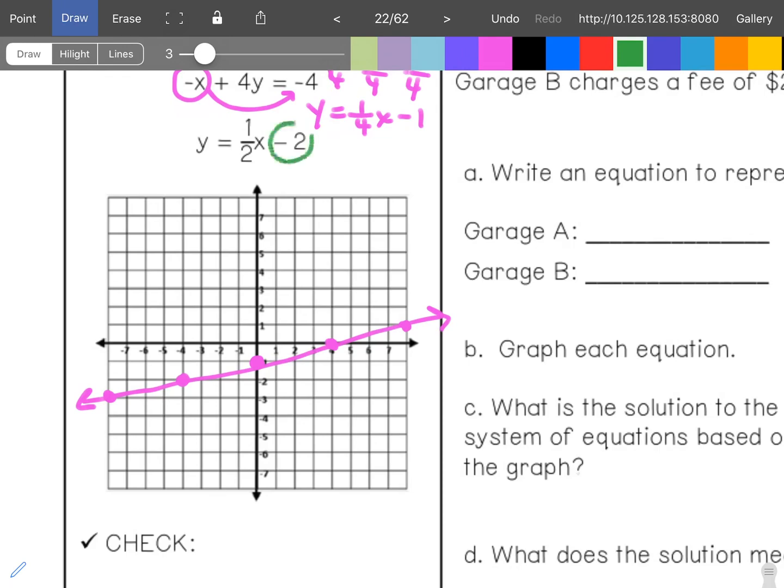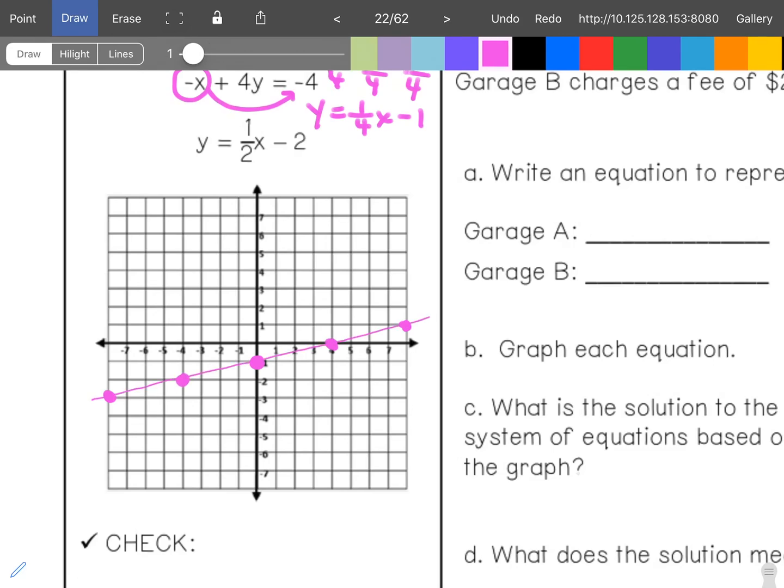Okay, the next equation, it's already solved for y, so we can just start graphing. It starts at negative 2, and then it goes up 1, right 2. Up 1. My line's a little bit bad there, and I think that's going to make it hard. Let me redo my line a little bit. Oh, that's still not real great. Hopefully your lines are better.